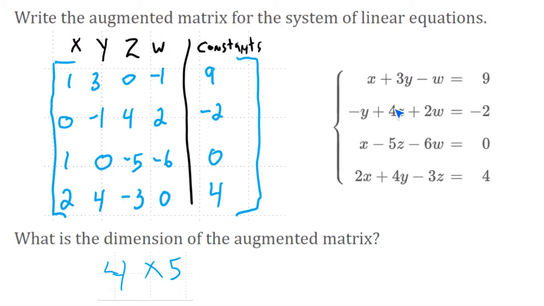And then the second equation has no x, so I put a 0, and then y is -1, z is 4, and then w is 2. My constant is -2. X is 1, there's no y, so I put 0. Z is -5, and then w is -6. My constant is 0. And then I have 2, 4, -3. There's no w, so that's 0. And then I have my 4. The dimension or the size is 4 rows and 1, 2, 3, 4, 5 columns. So this is a 4 by 5 matrix.